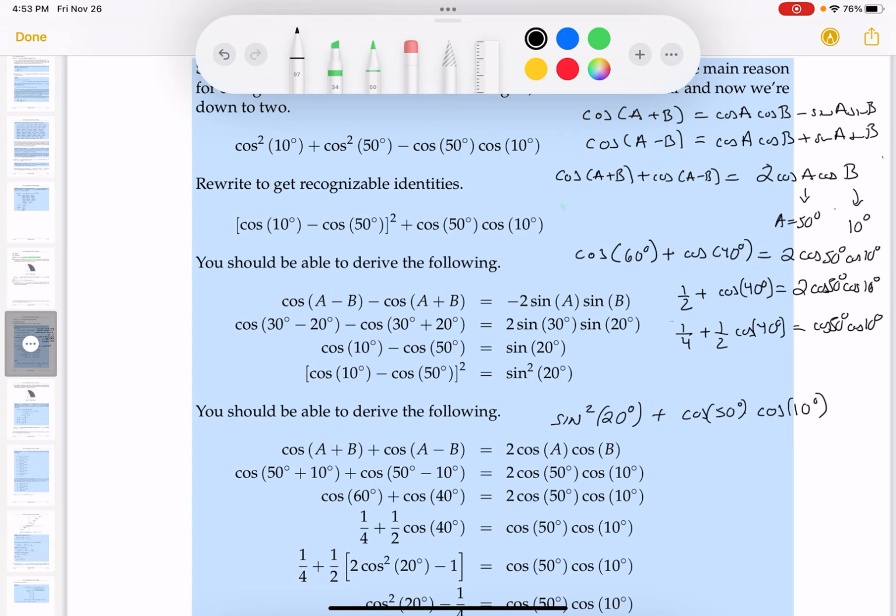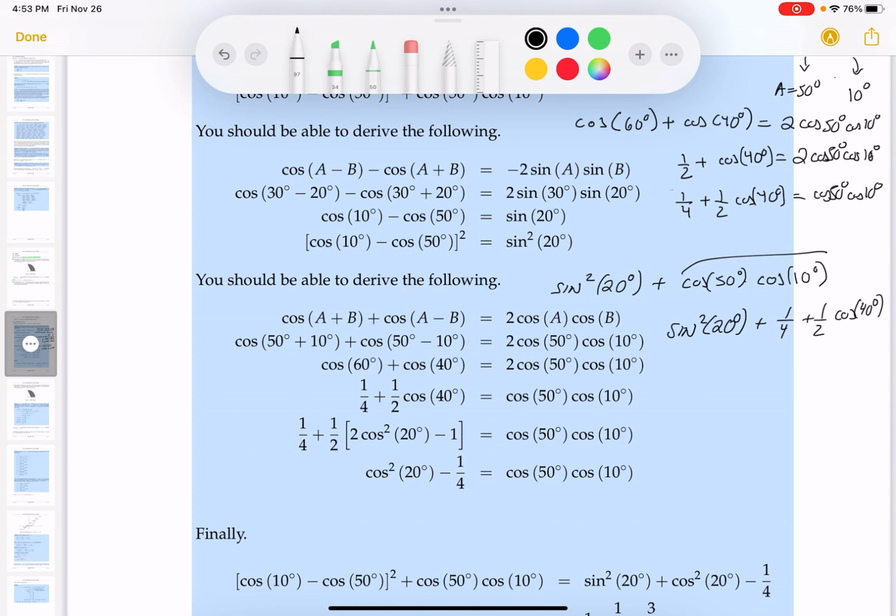Let's write that down. Sine squared 20 degrees plus 1/4, I'm doing this over here now, plus 1/2 cosine 40 degrees. All right? Again, you might think things are getting worse. Maybe they are. But I'm noticing 40 and 20 have a relationship. They're doubles, right? So what I want to write down is a double angle formula.